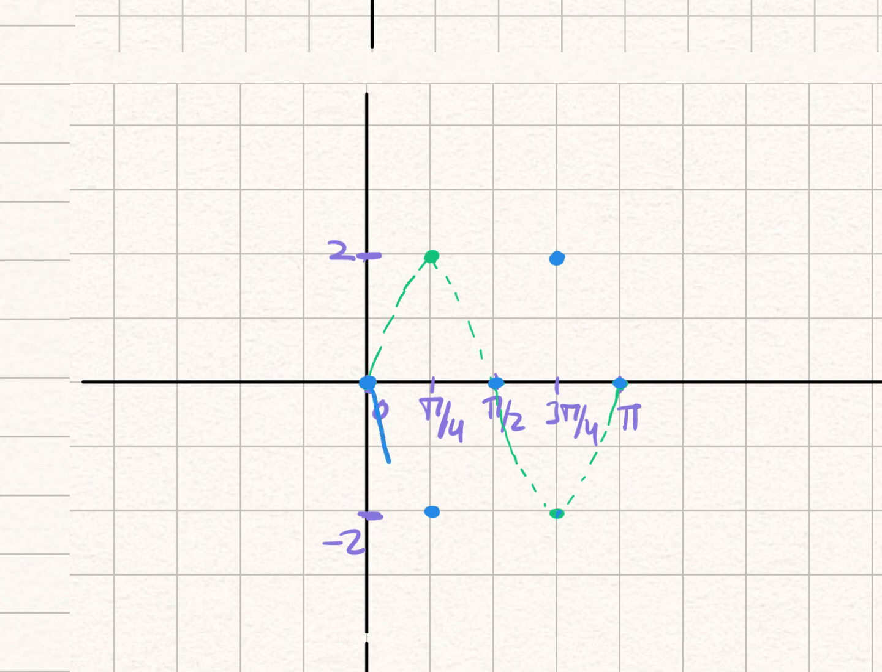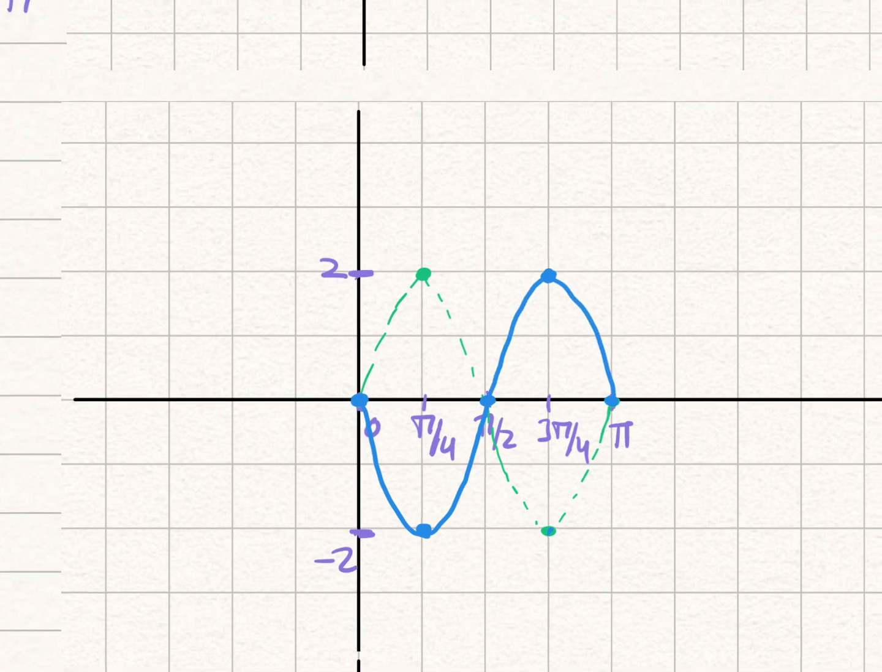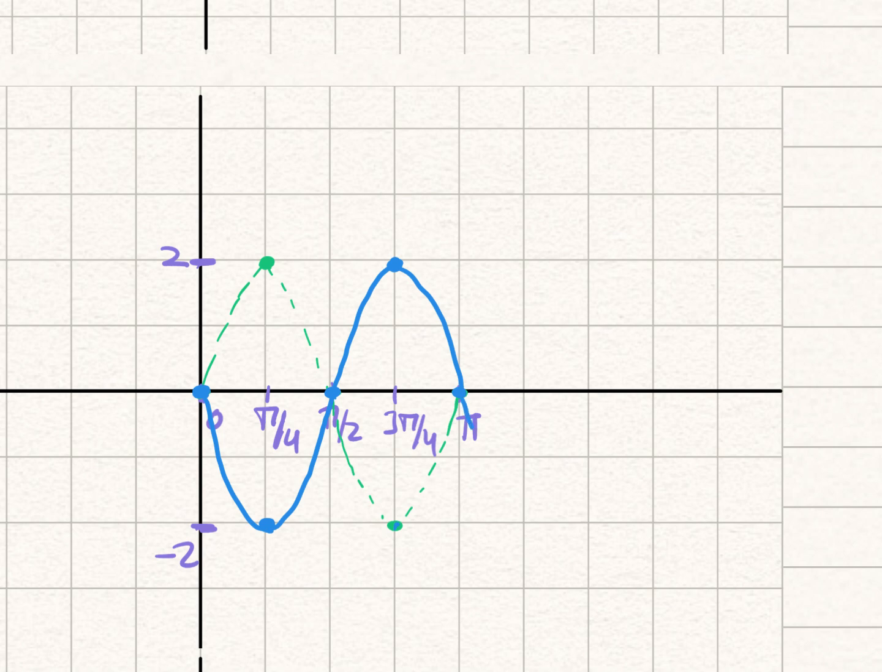We don't have any shifting, so this itself is going to be the final graph. It's going to look something like that in blue. And then you can just continue in both directions. Once you complete the cycle, it's safe to do this.